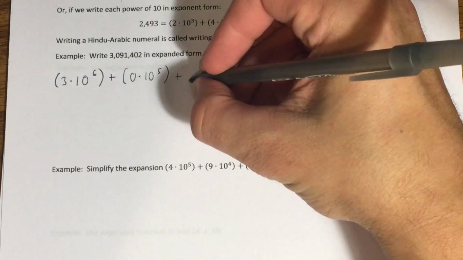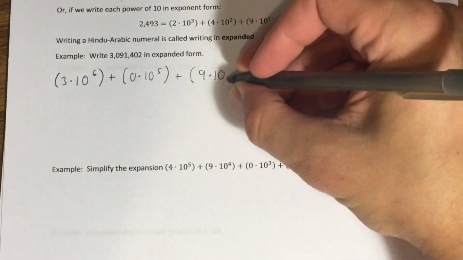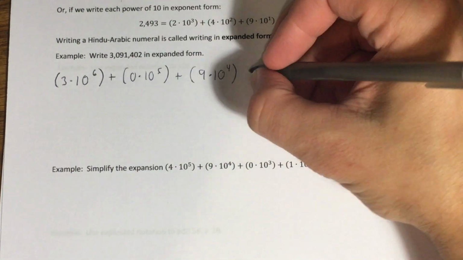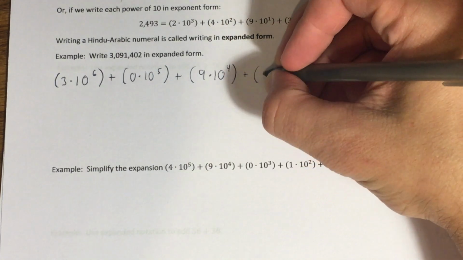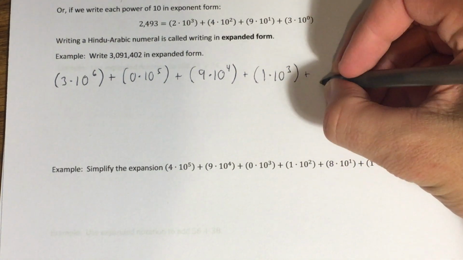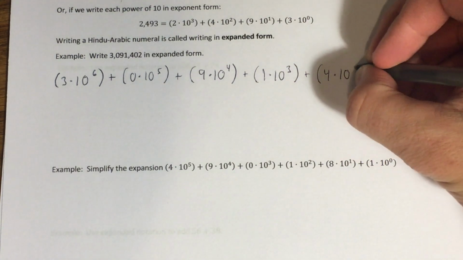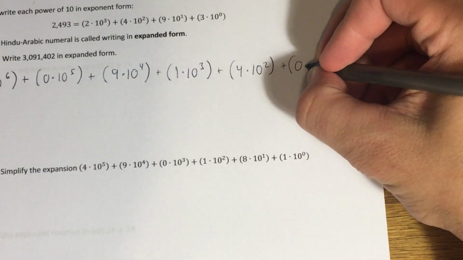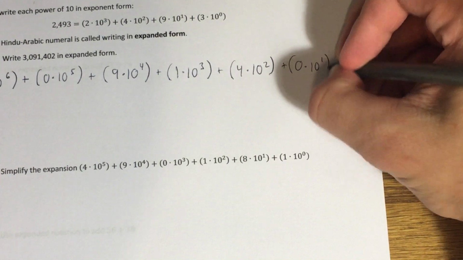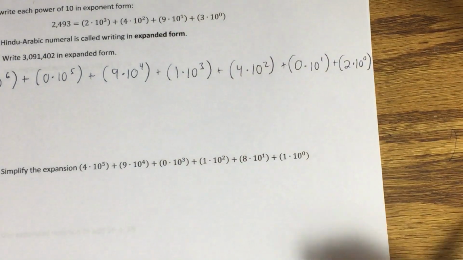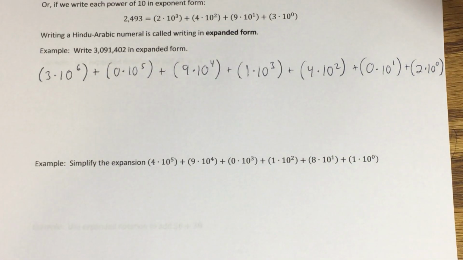Continuing onward, my next digit is 9, and we expect the power of 10 to keep decreasing by 1 each time. So 9 times 10 to the 4th, plus my next digit is 1, 1 times 10 cubed, plus 4 in the hundreds place, it would be 4 times 100 or 4 times 10 squared, plus we have another 0, but we still write it, 0 times 10 to the first power, plus 2, my last digit, times 10 to the power of 0. Just barely squeezed that in there. Okay, so that's the expanded form for that 7-digit number.